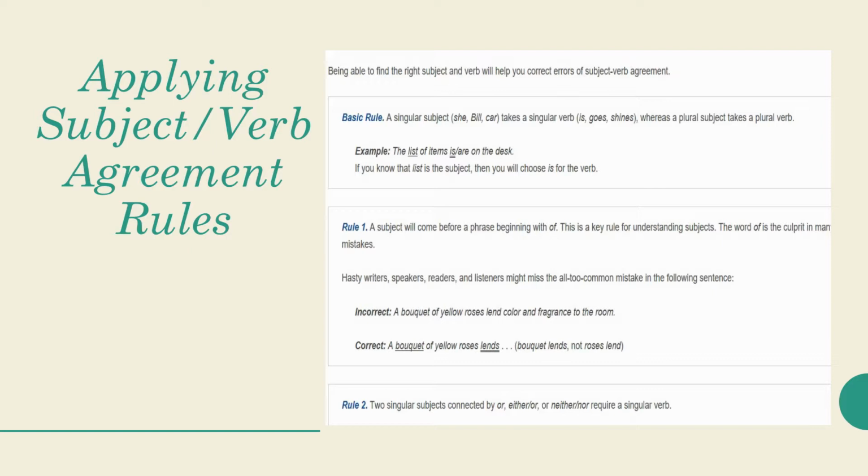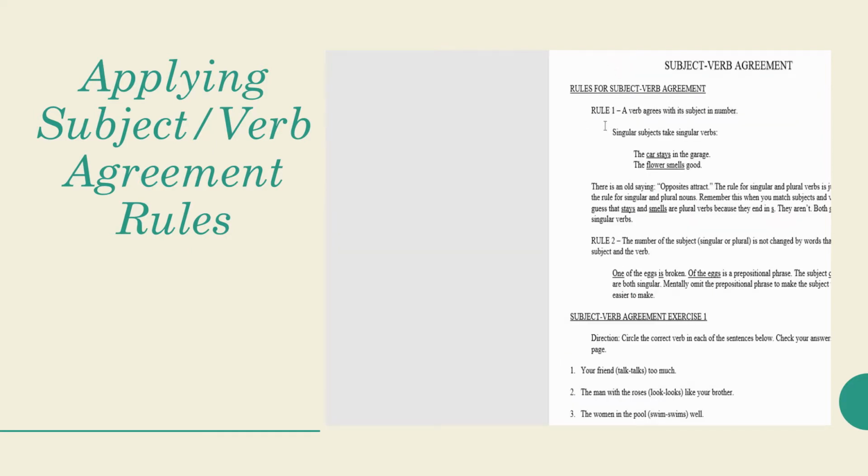Okay, so let's look at another definition here. This definition states, Rule 1, a verb agrees with its subject in number. So keep in mind, when you are dealing with subject-verb agreement, you're looking at the number of subjects that you have to determine whether or not your verb needs to be singular or plural. If you have a singular subject, meaning one person, one thing, then you have a singular verb, and that singular verb will have an S on the end of it.